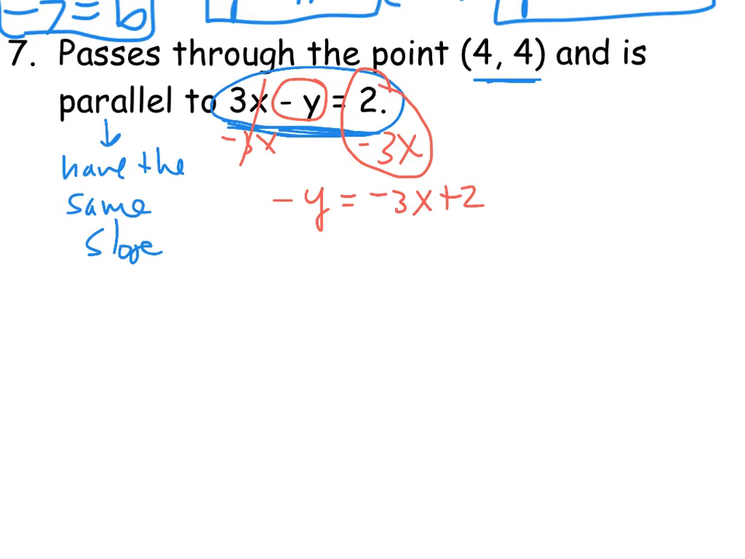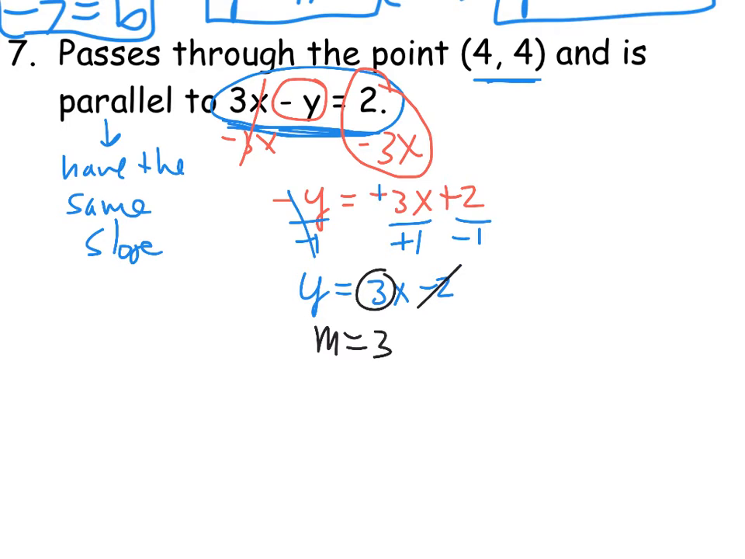Now it's not in slope-intercept form yet because I have to get rid of that negative, so I'm going to divide both sides, which is basically each and every term, by negative 1. That's how I do it anyway. So y equals negative divided by negative is a positive 3x. 2 divided by negative 1 is negative 2. Now, here's the deal. A lot of people say, oh, my slope is 3, so m equals 3.